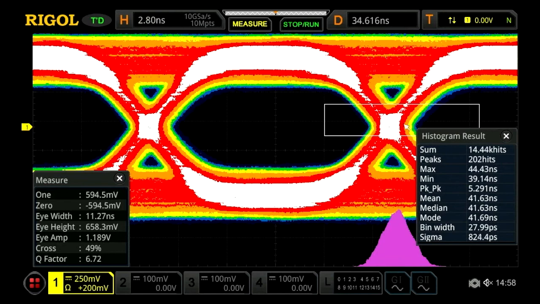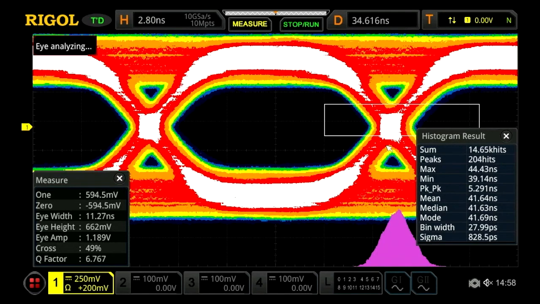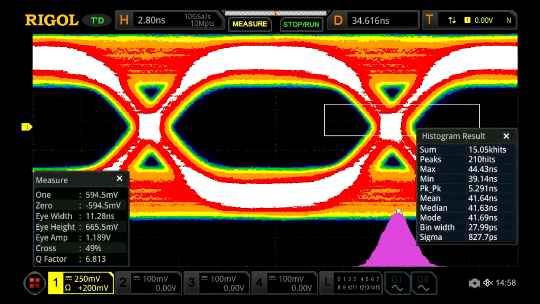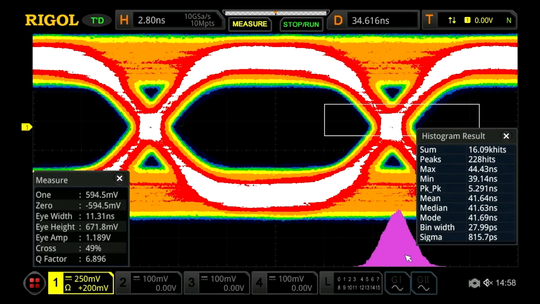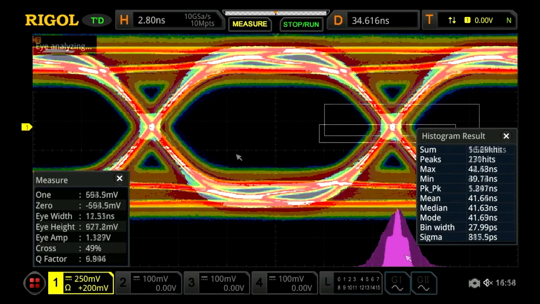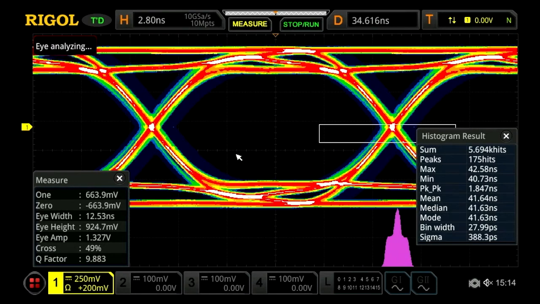And we have a certain amount of frequency noise causing this to move back and forth, left to right, and causing this distribution here. So we're using the histogram to look at the crossing pattern and show us the distribution of those transitions. Now that we've identified the issues in this eye diagram, we went ahead and started to debug the problem.